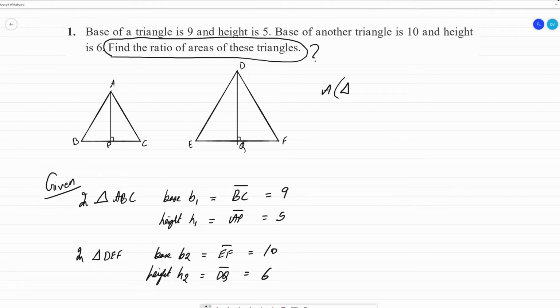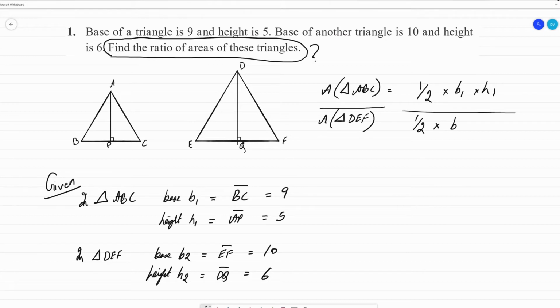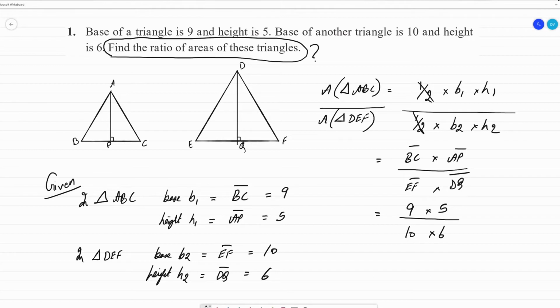So area of triangle ABC upon area of triangle DEF, it is equal to half into B1 into H1 upon half into B2 into H2. Now half and half cancel. In place of B1 and H1, I will write the actual segment names. Afterwards, their actual values: 9, 5, 10, 6. Then after that, simple mathematical operation.